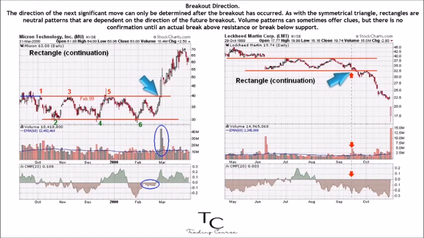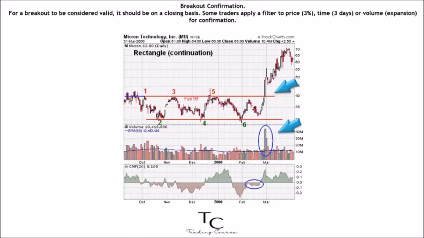Breakout direction. The direction of the next significant move can only be determined after the breakout has occurred. As with the symmetrical triangle, rectangles are neutral patterns that are dependent on the direction of the future breakout. Volume patterns can sometimes offer clues, but there is no confirmation until an actual break above resistance or break below support. Breakout confirmation. For a breakout to be considered valid, it should be on a closing basis. Some traders apply a filter to price, which is 3%, time, which is 3 days, or volume expansion, for confirmation.